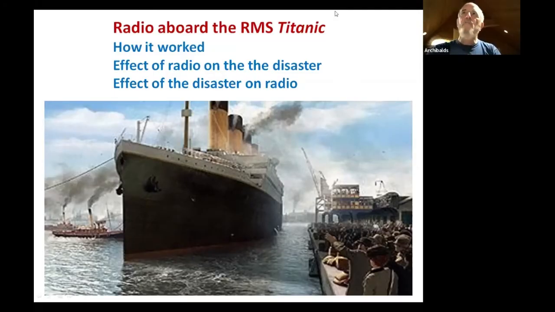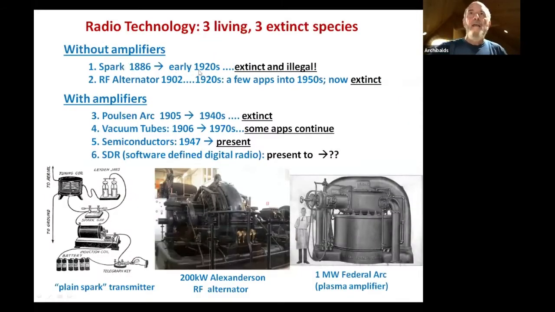Okay, so this was my first slide, and I just said that the three things we'll look at are how the radio worked, the effect of the radio on the disaster, and the effect of the disaster on the radio. And here are the species. What we'll be looking at is the development of the original spark transmitters, which were in the 1890s. The RF alternator was one of the ancient types of radio which didn't use amplifiers. It used a mechanical RF alternator, and as I say, there's one left now in Grimeton, Sweden.